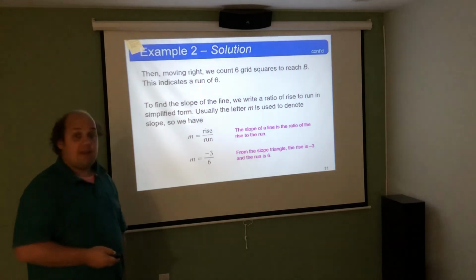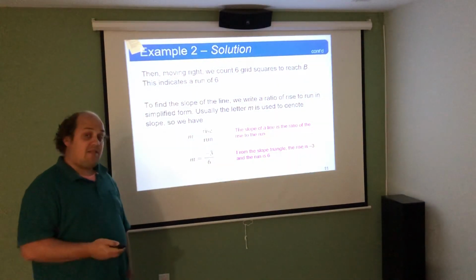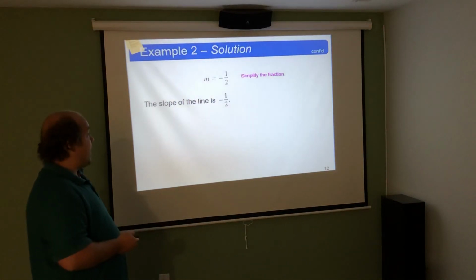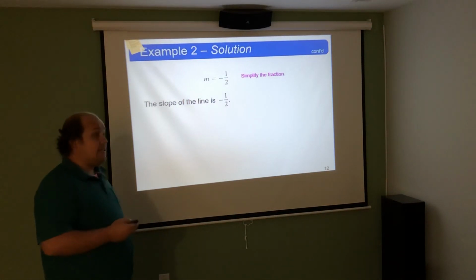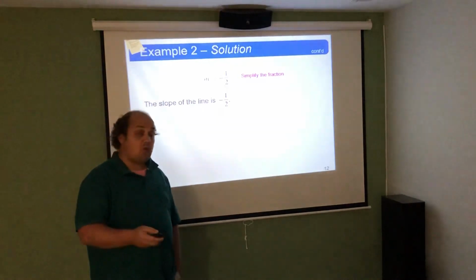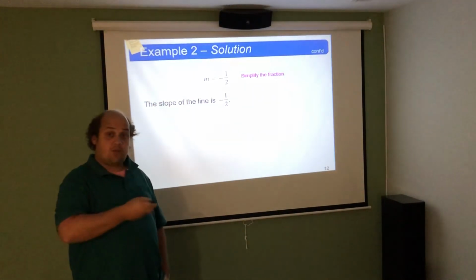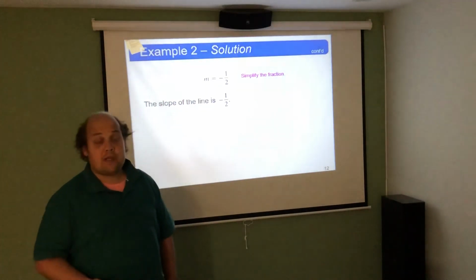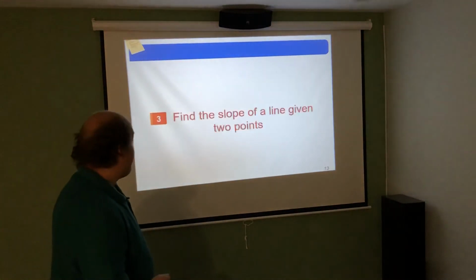-3 divided by 3 gives me -1. 6 divided by 3 gives me 2. So that's how I get to my slope of -1/2. The slope of the line is -1/2. Again, the way we got there was we looked for corners on the line, saw what the rise was, saw what the run was, made a fraction rise over run, and then put it in its fully reduced form.